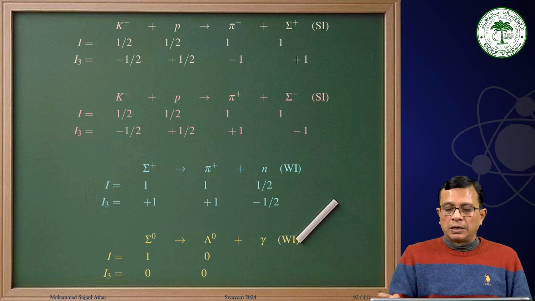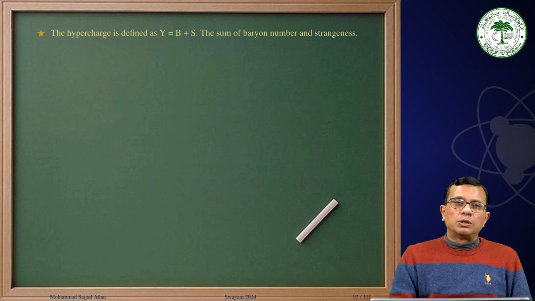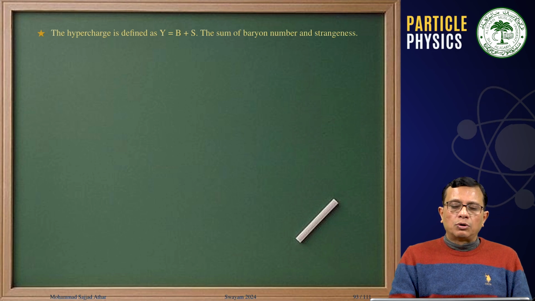Similarly, you can have sigma 0 going to lambda 0 plus gamma. Here we also introduce a quantum number that is known by the name hypercharge.